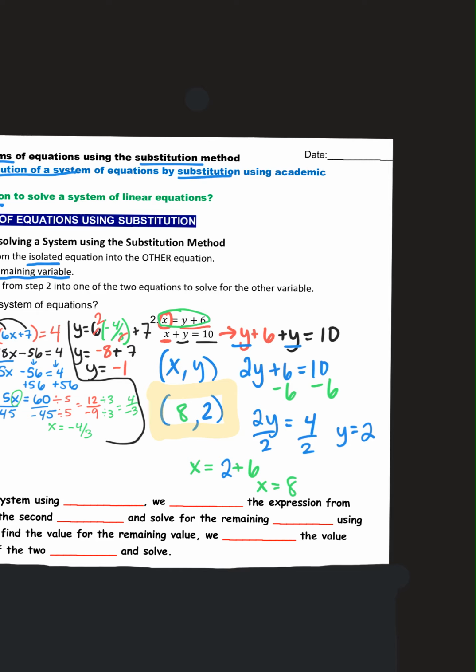To check our answer, all we have to do is just plug those in and see if that works. So let's see if I were to check this. Does 8 plus 2 equal 10? Sure does. Does 2 plus 6 equal 8? It sure does. So if you watched my 4-1 video, checking your answer is the exact same way as how we did it in 4-1.